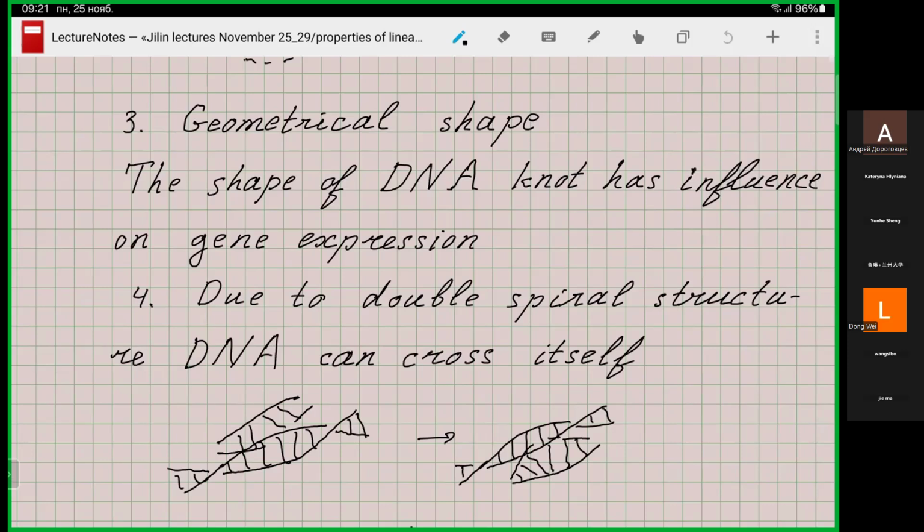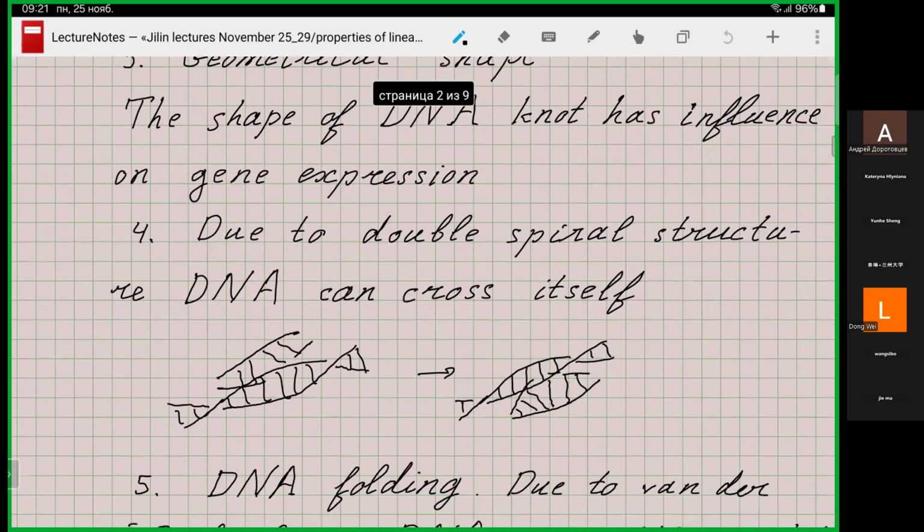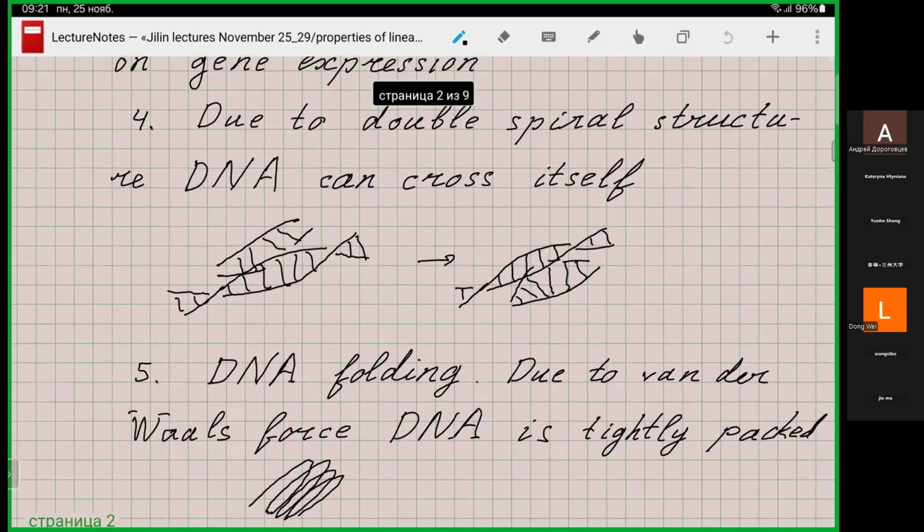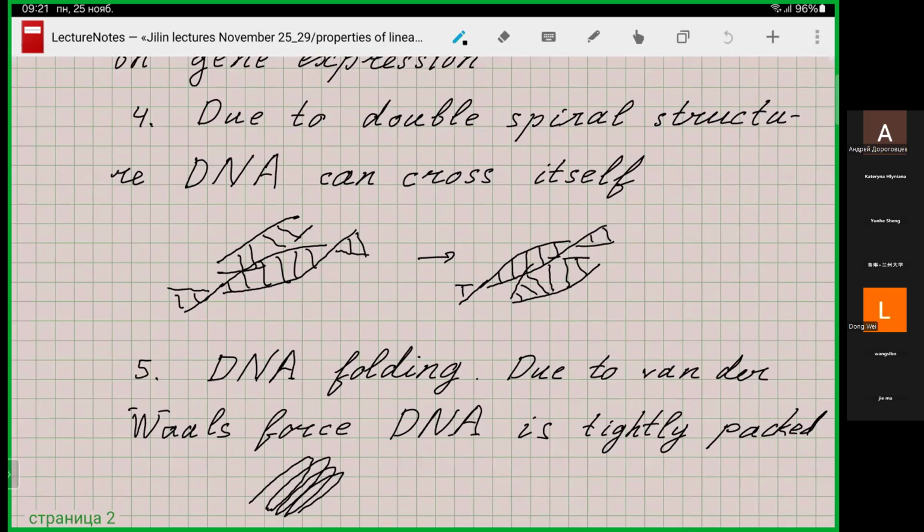And moreover, due to this complementary structure, to the double spiral structure, DNA can cross itself exactly as shown in my picture. This means that a DNA knot can change its topological type, and it does it instantly. So we have such a property, and also what is interesting is that we have the so-called DNA folding.